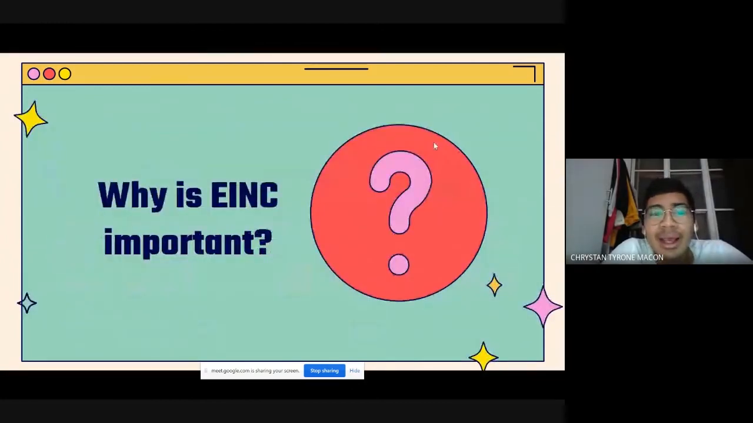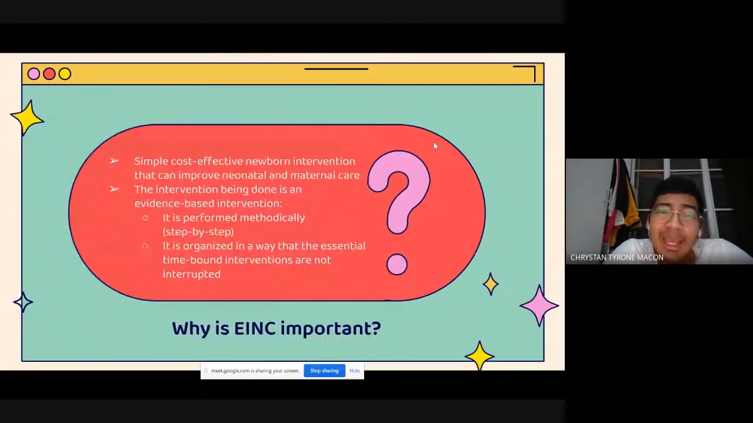So, bakit ba mahalaga ang EINC? Mahalaga to dahil ito po ay napaka-effective po na intervention na pwede pong makatulong kay mother at kay baby upang mas maalagaan po sila ng mga nurse. Dahil ito po ay mga evidence-based po ang intervention na to. Ito po ay marami na pong trials and error na ginawa ng mga researcher po upang ma-develop po at malaman po kung ano ang mas effective na mga pag-handle sa mga baby at kay mother.